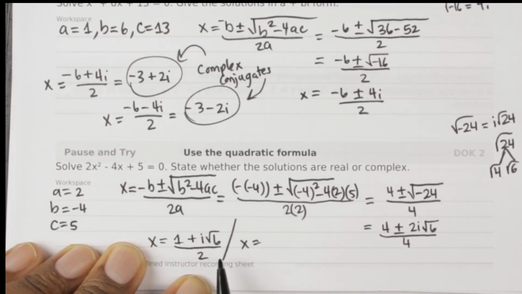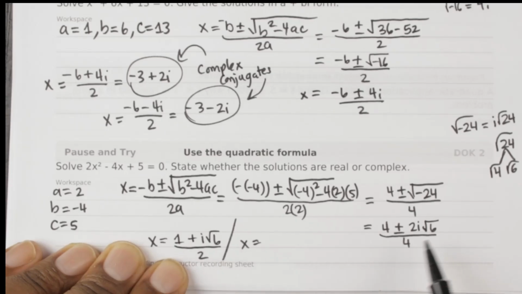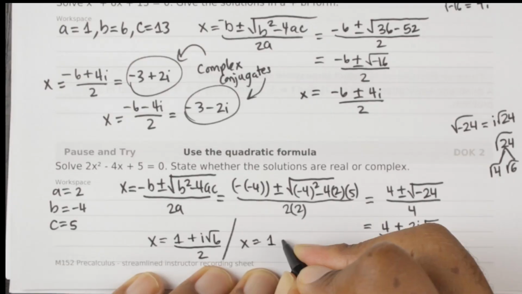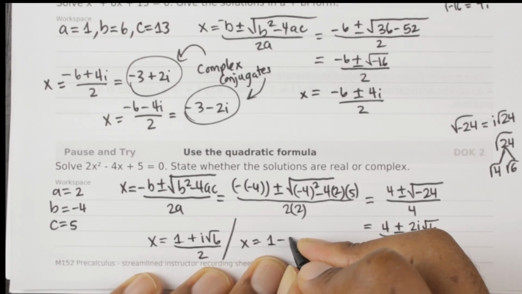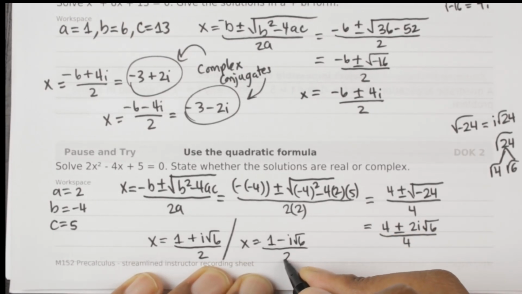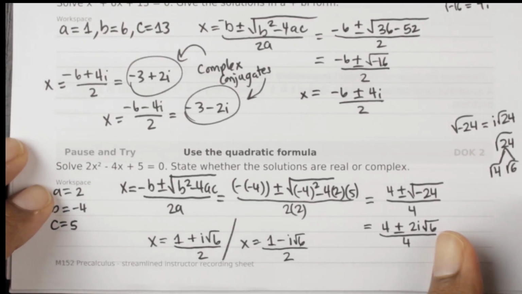Notice the complexity of it. I simplified 4 over 4, which is 1, and then I simplified 2 over 4 to 1 half. Then the other value is going to give me 1 minus i root 6 divided by 2 as well. Notice I don't have to put the 1 there, it's just kind of implied. All right, let's continue.